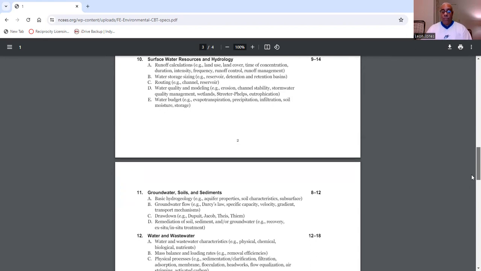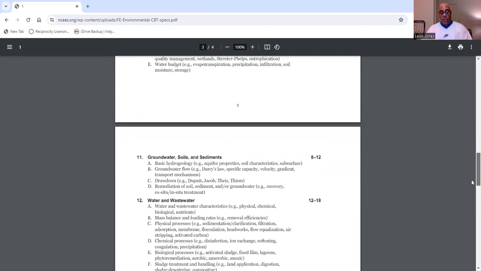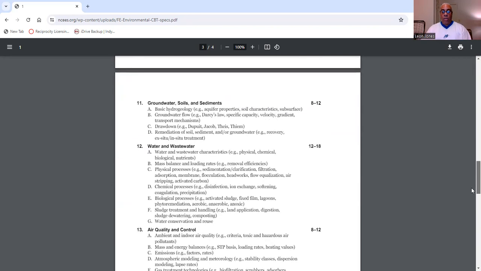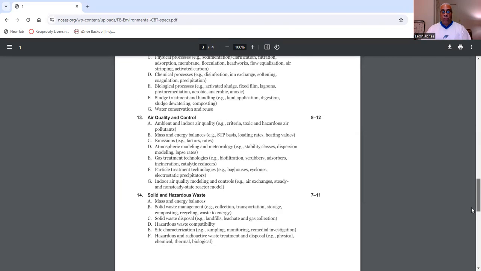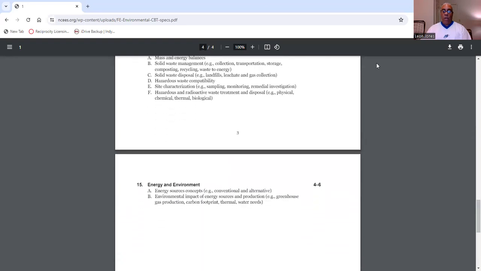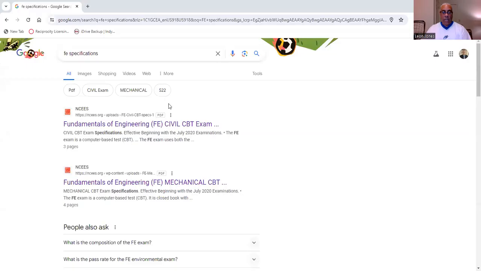It's a tough exam if you've been out of school for a while. But look at the outline of what you have to take. Again, this is environmental. Now, I'm gonna bring up some other ones too. Let me bring up, let's see, more FE specifications. Let me see. Okay. Here's the one for civil.